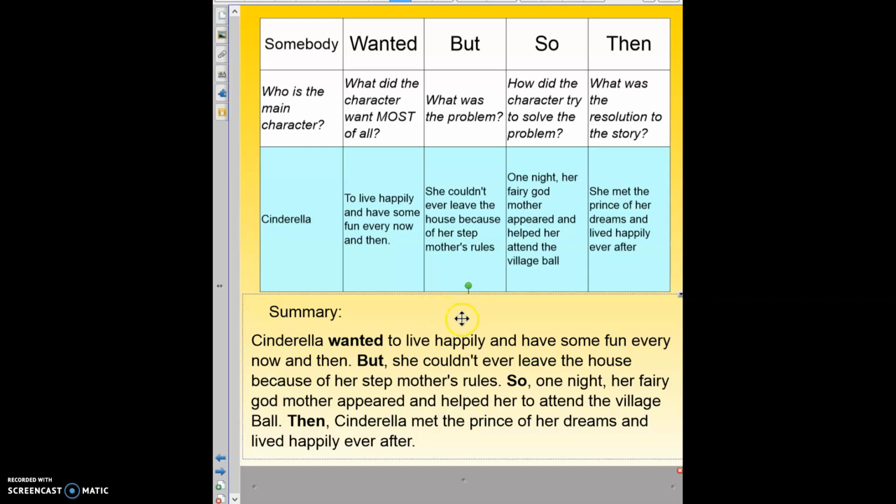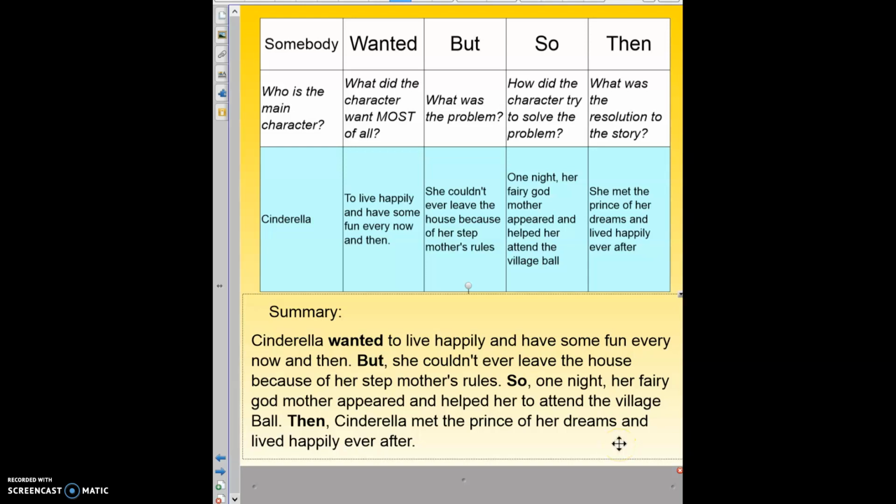Cinderella wanted to live happily and have some fun every now and then. But she could never leave the house because of her stepmother's rules. So, one night her fairy godmother appeared and helped her attend the village ball. Then Cinderella met the prince of her dreams and lived happily ever after. See? Short, sweet, and to the point. Or should I say to the bone.